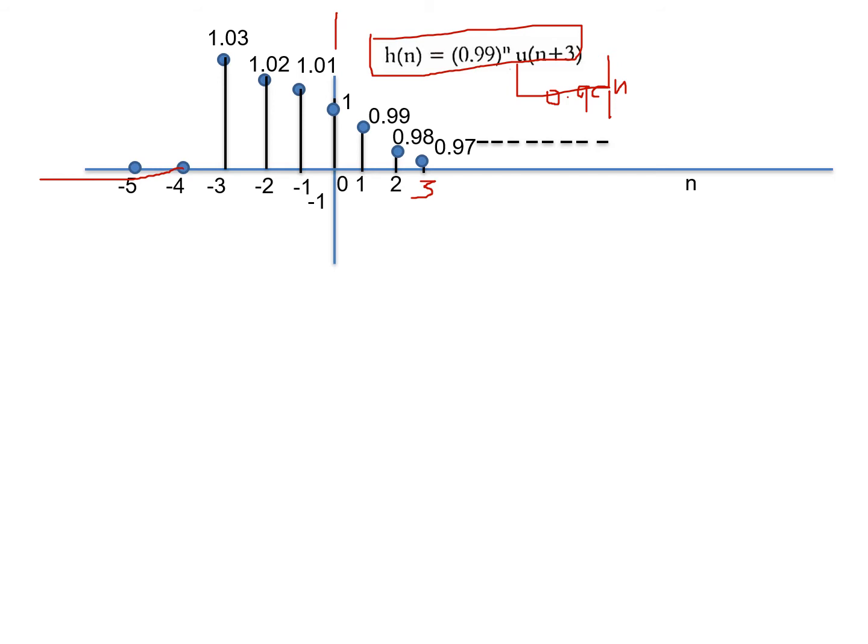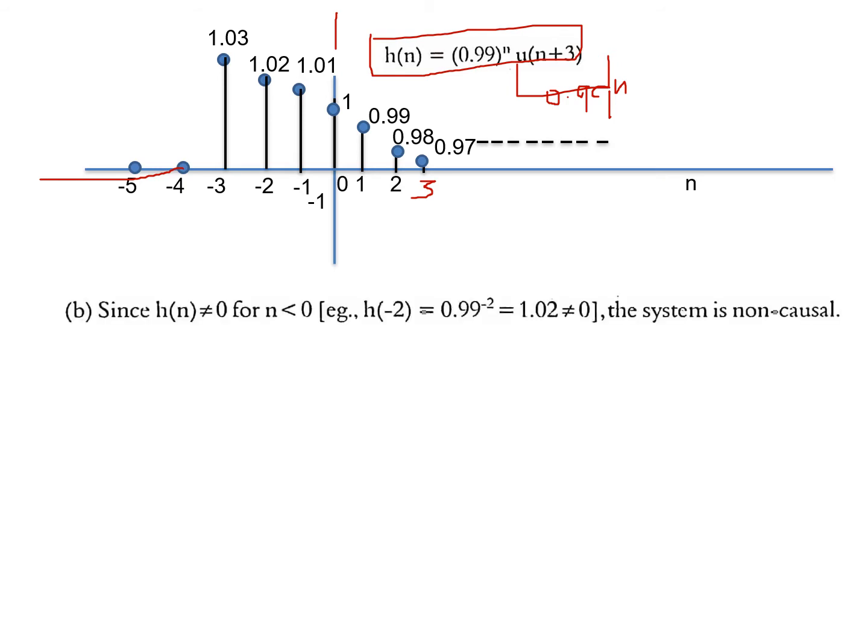it behaves like this. That means this system is anticipatory. It anticipated the impulse. That means this system is non-causal, or it is anticipatory. This is not causal, it is non-causal and it is anticipatory. Since h of n is not 0 for n less than 0, the system is non-causal.